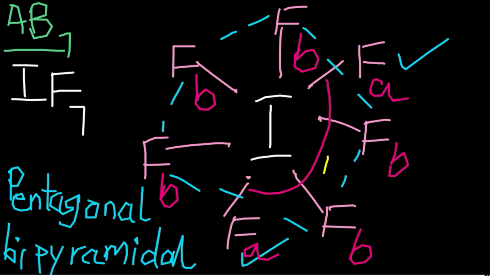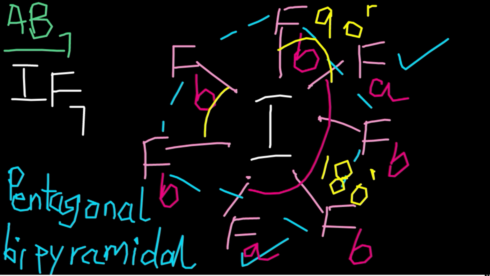The bond angle between 2 axial fluorine atoms is 180 degrees, and the bond angle between one axial and one pentagonal planar fluorine atom is 90 degrees. The bond angle between 2 fluorine atoms belonging to the pentagonal plane is 72 degrees.